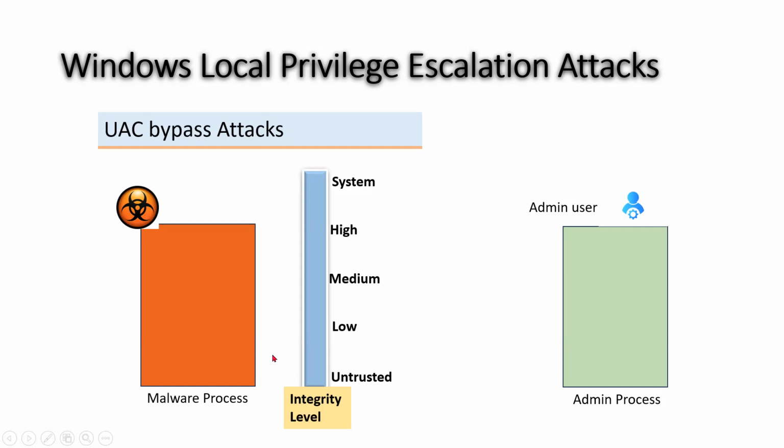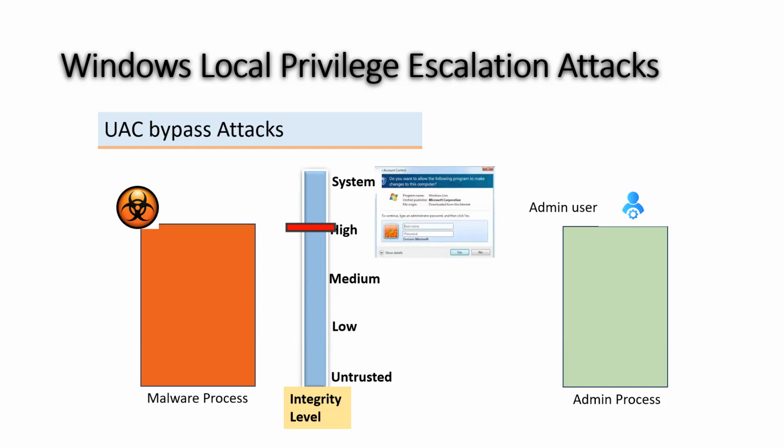Now, what the malware does is try to increase its integrity level. By default, when you execute a process as a normal user, it is supposed to execute at medium integrity. And the malware will try to increase its integrity level to a higher one. Now, any process which tries to run as an administrator user with a high integrity level pops up a UAC prompt. But in case of a UAC bypass attack, this prompt is bypassed and it is never popped up. So these kinds of attacks are known as UAC bypass attacks.